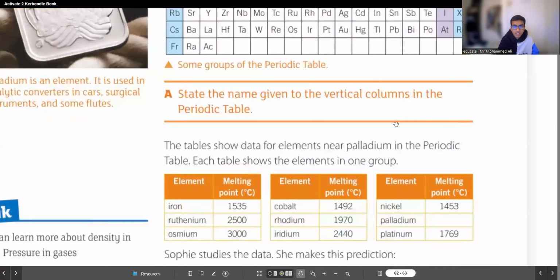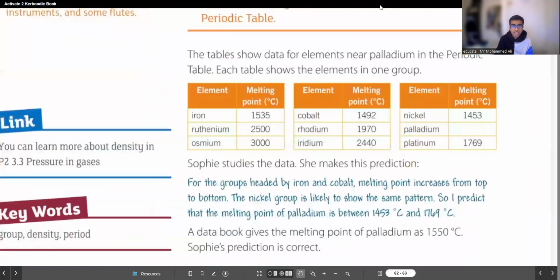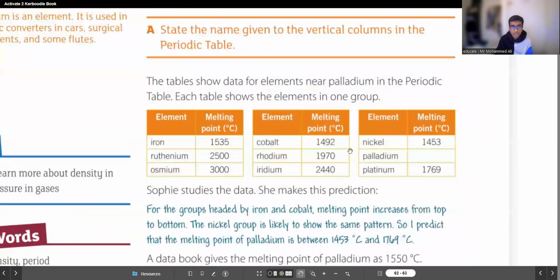You may get asked one of these questions. The good thing about the Kerboodle book is that it gives you questions that you have to answer, and many of these questions can come up in the test as well. State the name given to the vertical columns in the periodic table. From what we have learned so far, the name given to the vertical columns in the periodic table is groups.